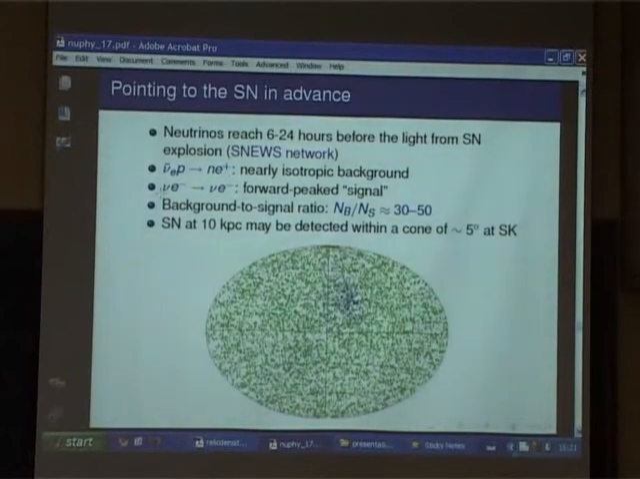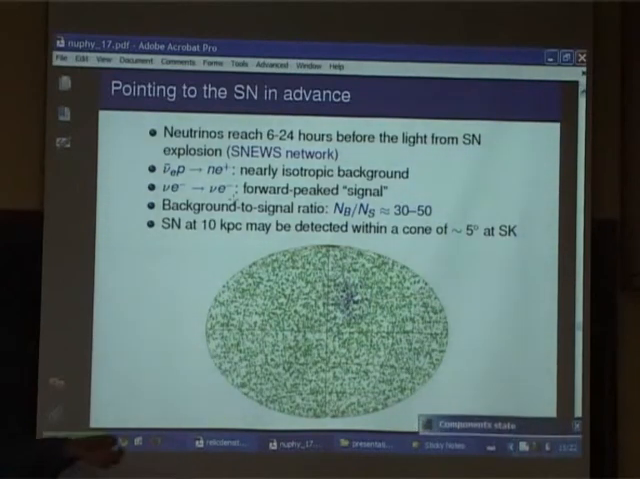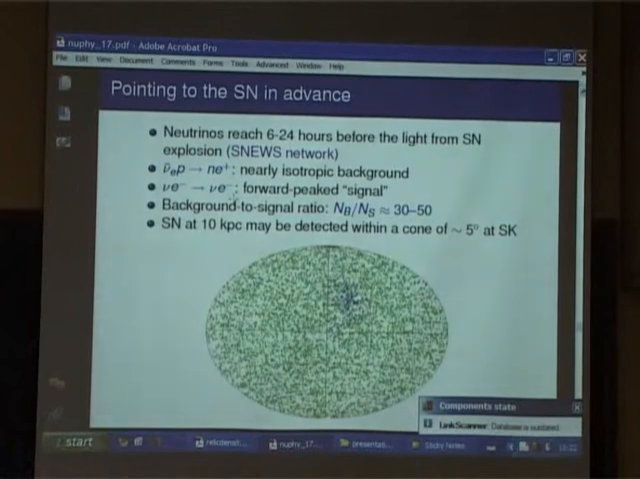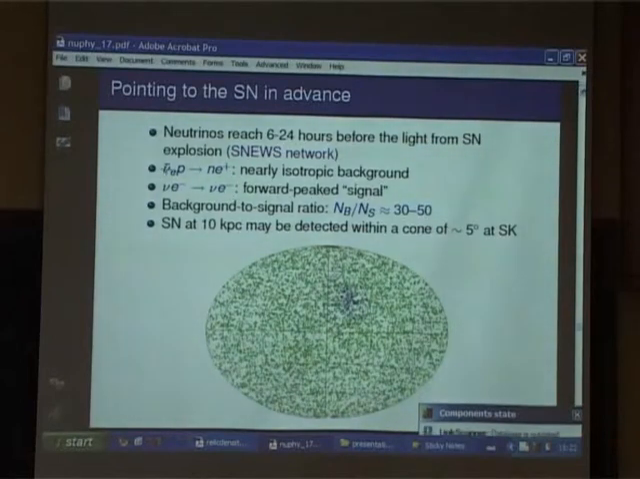However, if you look at this ν-electron elastic scattering event, the electron is half an MeV. So if a neutrino is coming with energy of 50 MeV, or 10 MeV, the electron will most likely go in the forward direction. So these are the events that you want to see. Unfortunately, the isotropic events are 50 times the forward scattering events, the large background.